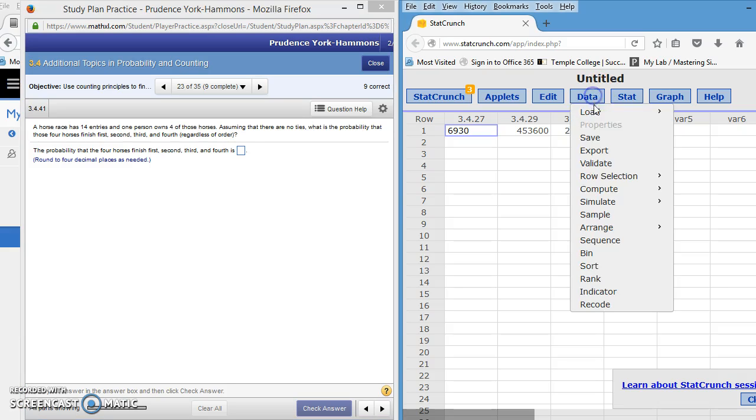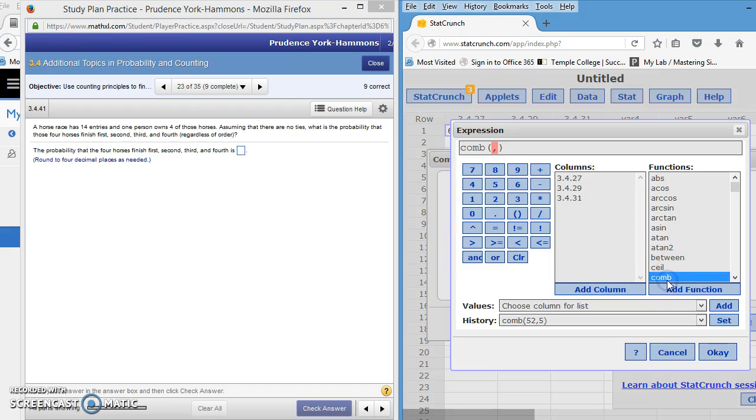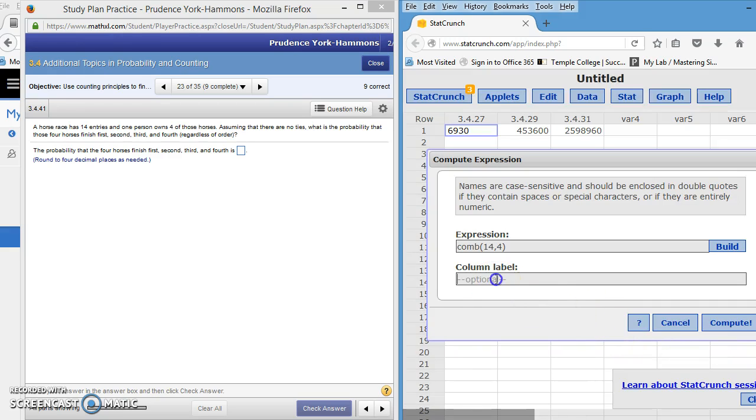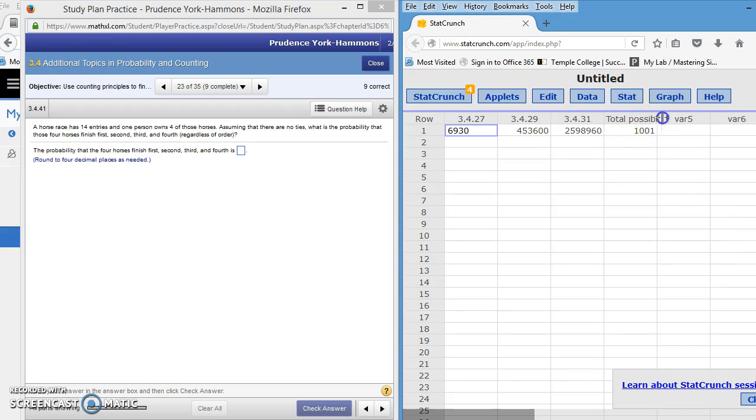So I'm going to go to Data, Compute, Expression. I'm going to build my expression, and I'm going to do a combination because, again, it's regardless of order. I have 14 entries in the race, and I want to see who does the first 4 places. So, again, this is just the total possible outcomes for the race. So that's going to be a pretty big title there. But there were 1,001 total possible ways, total possible outcomes for the horses for first, second, third, and fourth. Now, that's my denominator, the total possible.